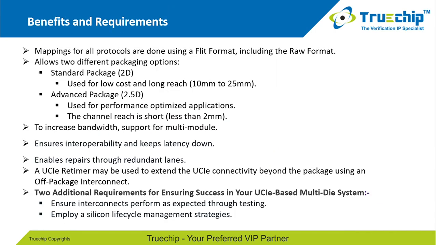So let's talk about benefits and requirements. Mapping for all protocols is done using a FLIT format, including the raw format. It allows two different packaging options: the first is the standard package, which is used for low cost and low reach, and the second is the advanced package, which is used for performance optimized applications. The channel reach is short for this package. To increase bandwidth, UCIe supports multi-module, ensures interoperability and keeps latency down, and enables repairs through redundant lanes. A UCIe retimer may be used to extend the UCIe connectivity beyond the package using an off-package interconnect.